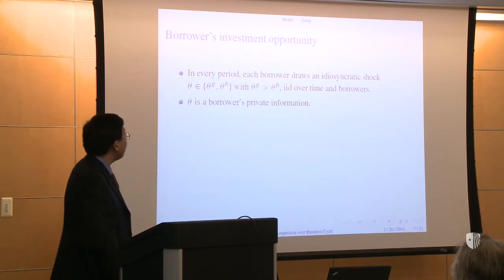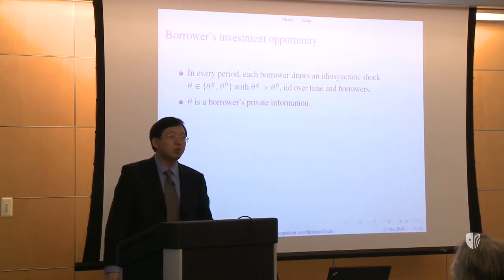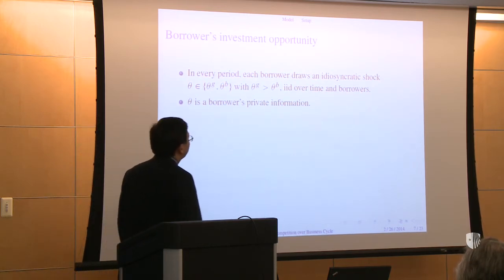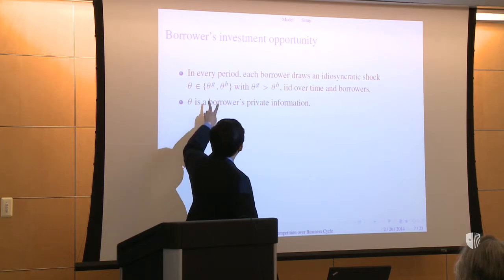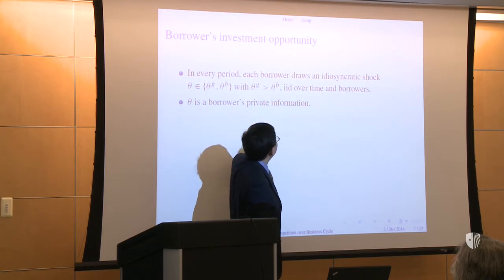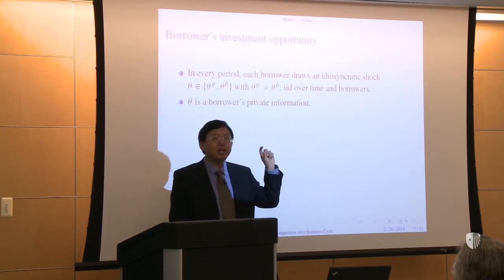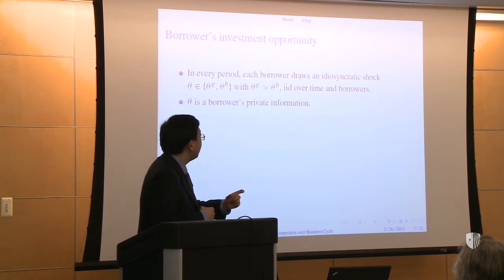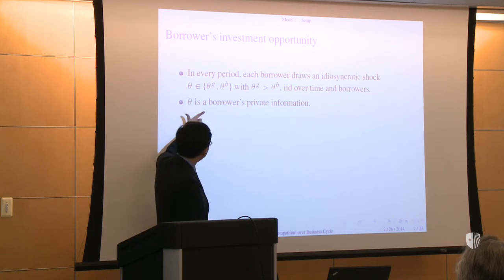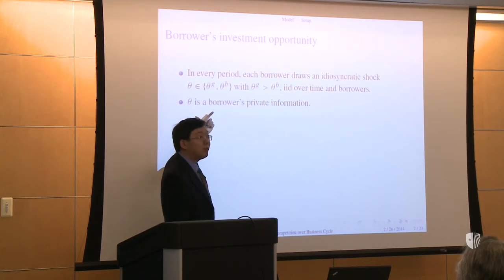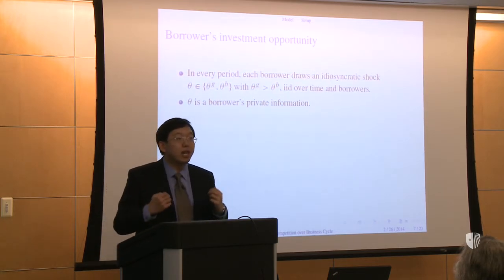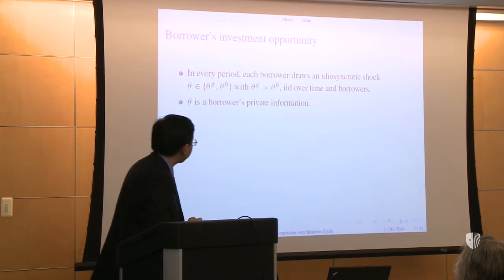So let me describe the borrower's investment projects. In every period, each borrower draws an idiosyncratic shock theta taking two values, either theta G or theta B, standing for good and bad. This idiosyncratic shock is IID across borrowers and over time. And this is important: theta is a borrower's private information. That means only this borrower knows whether he is good or not, and nobody else knows it.